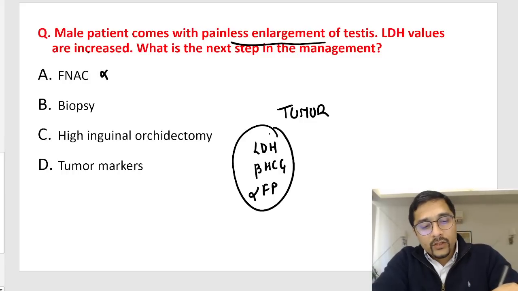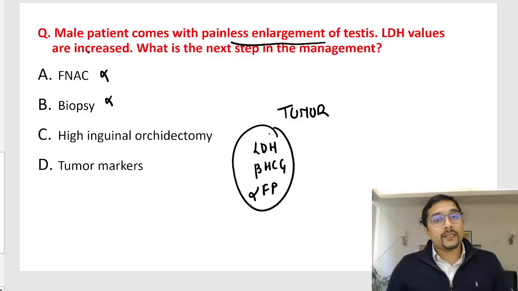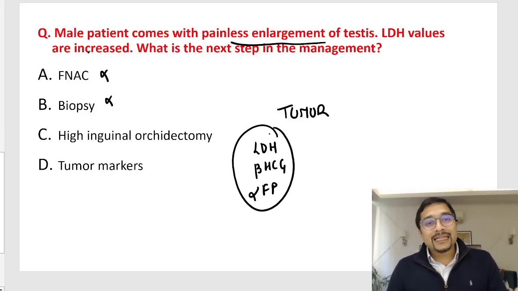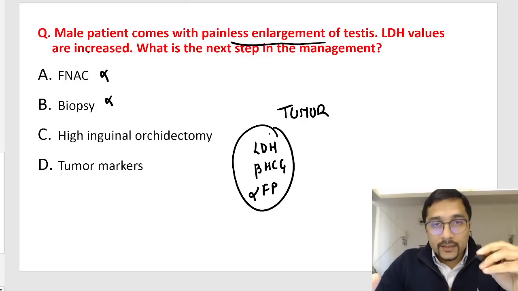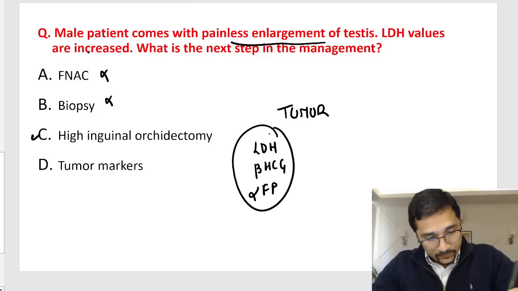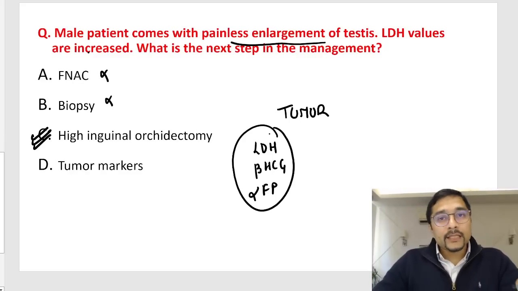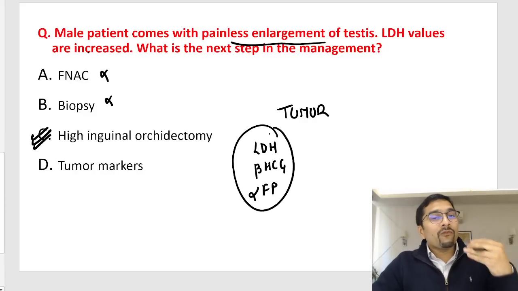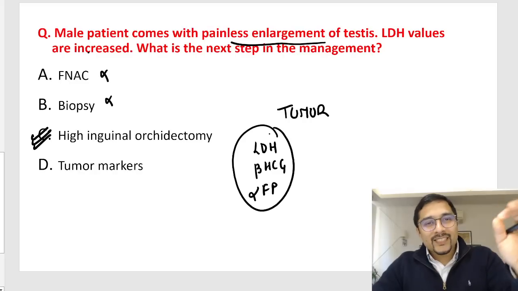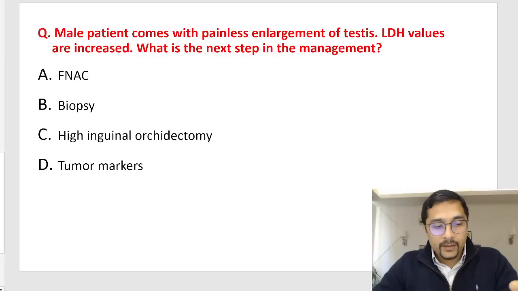Like I said, we never do FNAC or biopsy because in suspected testicular tumors, if you do an FNAC or biopsy, that can upstage the tumor. It can cause spillage of the tumor. So in suspected testicular tumors, we carry out high inguinal orchidectomy. Please don't make a mistake in this. This has been asked many times. It's a trick question. They want you to mark FNAC, which is why FNAC will always be as option A. What you have to do here is high inguinal orchidectomy.